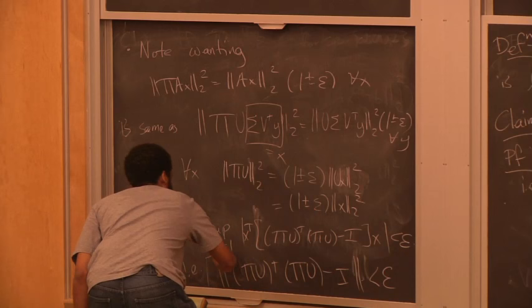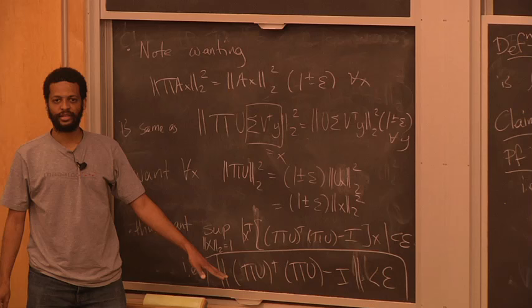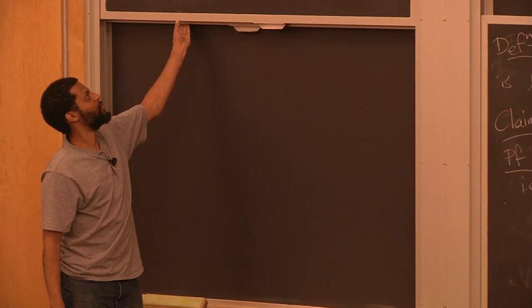So saying that we want an epsilon subspace embedding for A is equivalent to saying that we want this: the operator norm of Pi U transpose Pi U minus identity is less than epsilon. Good. Now that I've said that, let me move into the JL way of looking at things.